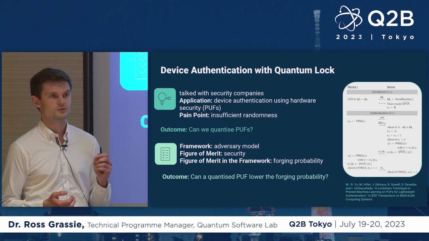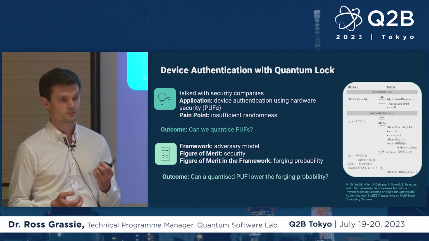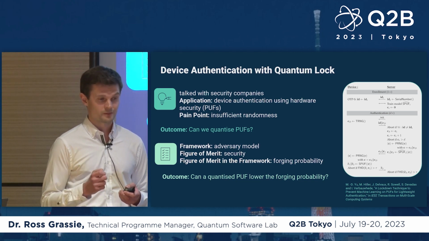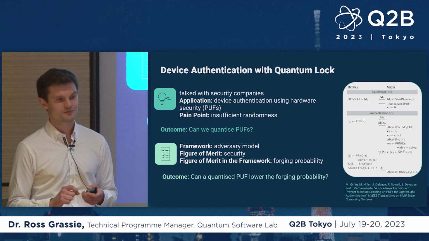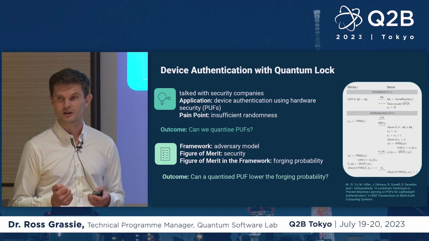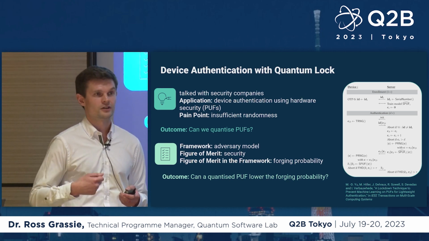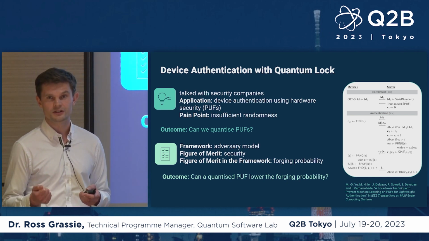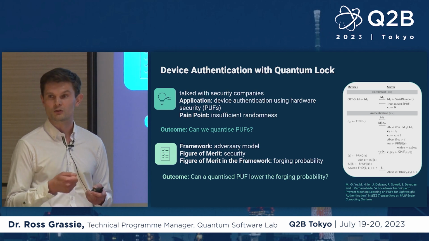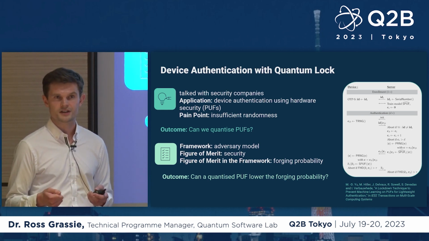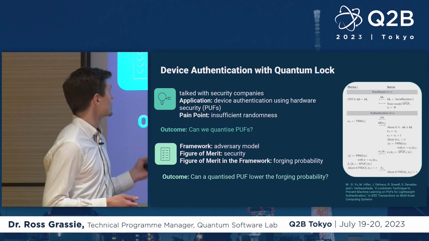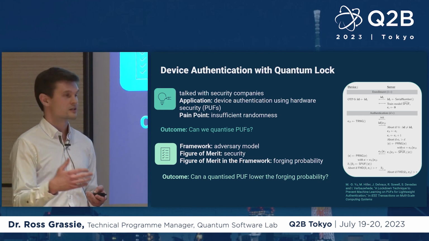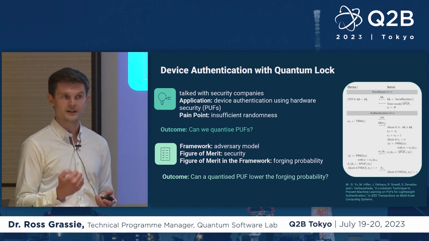In particular, they wanted to use physical unclonable functions, or PUFs. Now, the pain point for the classical solution is that there is insufficient randomness in these PUFs. If an adversary is able to gather enough of the keys that are output by these PUFs, then it can use a sophisticated machine learning attack in order to learn what future keys will look like and break our authentication protocol. So we wanted to ask, can we introduce some quantum randomness on top of this classical randomness and create a quantized PUF that will perform better?